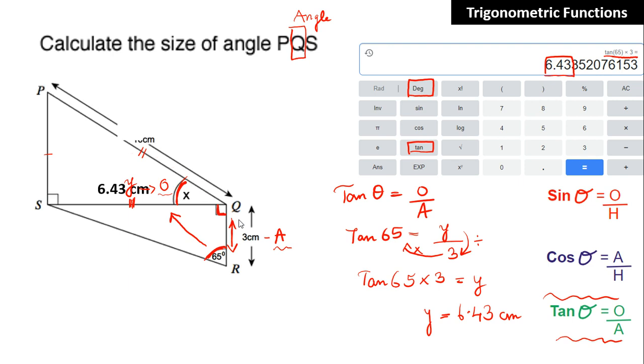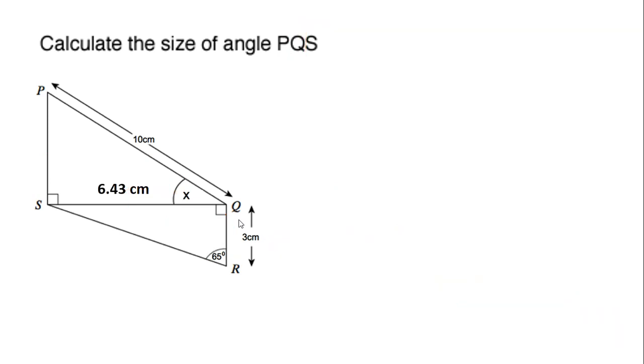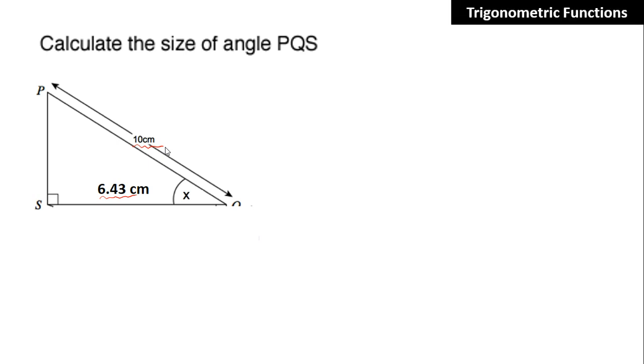And now I can get back my previous triangle. So I have my 6.43, I have my 10, and I have my x. Let's get rid of all of that. Here's the clear triangle. So I have this upper triangle PSQ. It has one length as 6.43. One of the lengths is 10 centimeters. Now I can just get rid of the lower part, and this is the clear picture of what I have now.